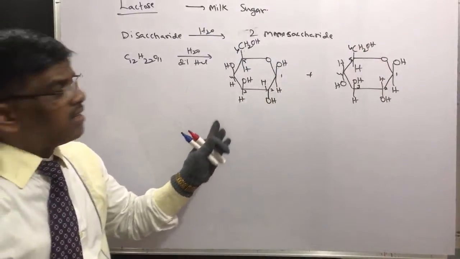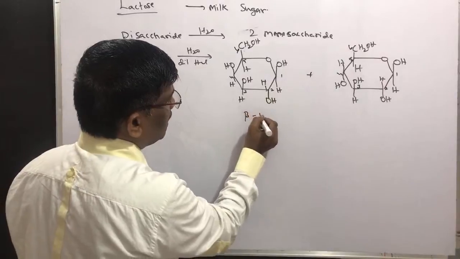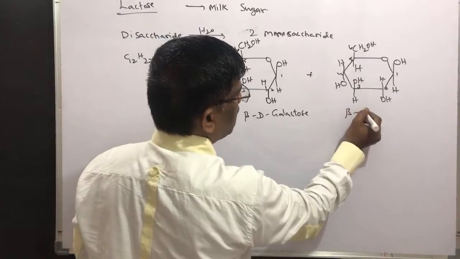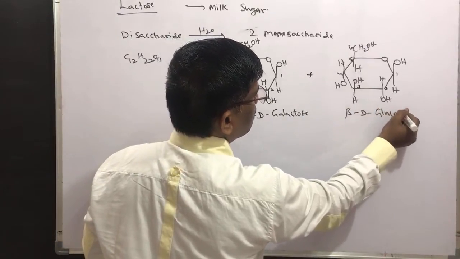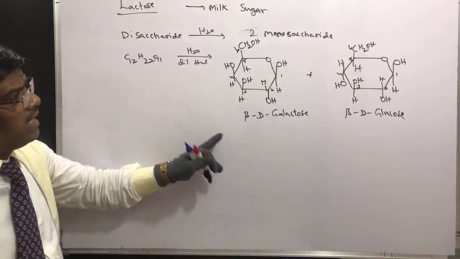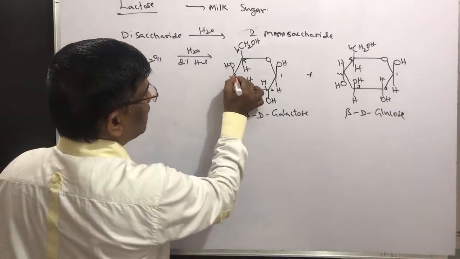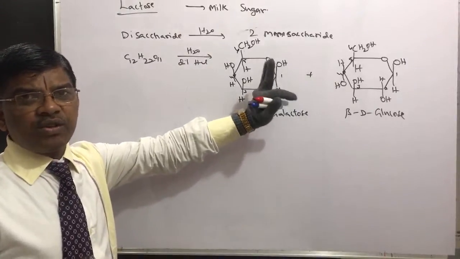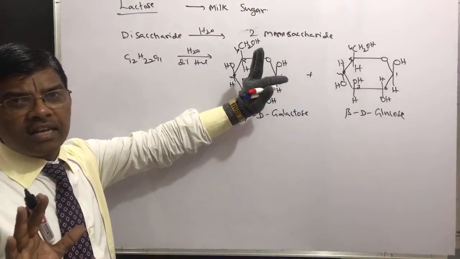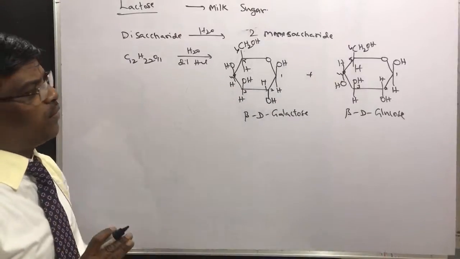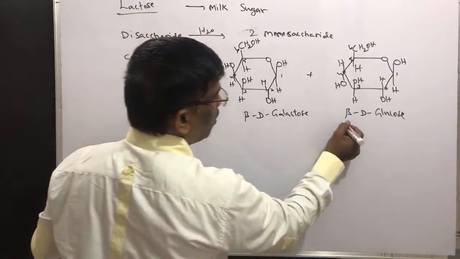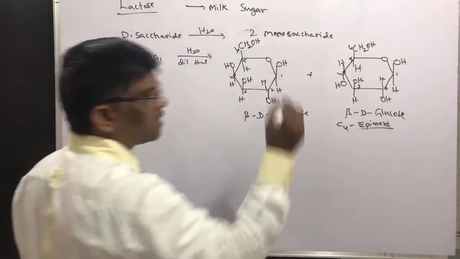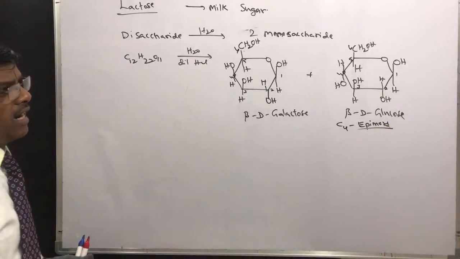So what is the difference? This is beta D galactose and beta D glucose. When you observe closely these two structures, where they are different, C4: it is up, it is down. So these two monosaccharides are also known as C4 epimers. This is terminology, students. C4 epimers, right?